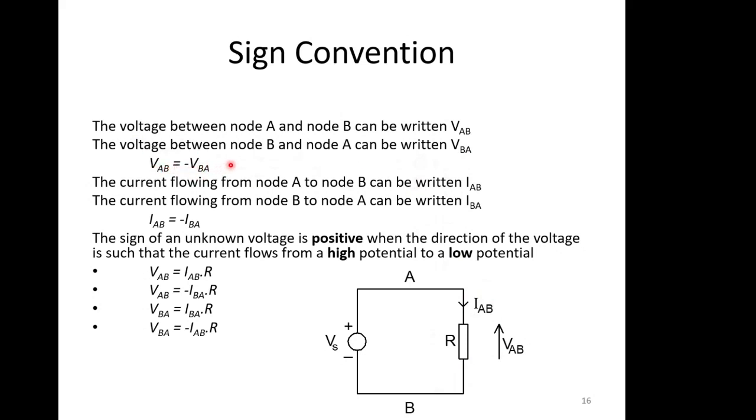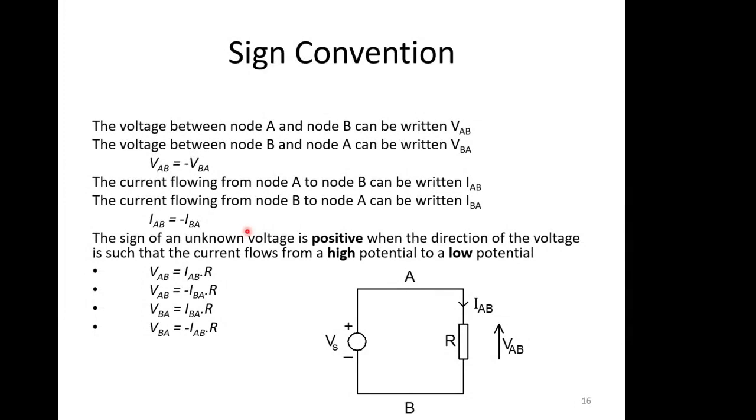It's just a question of conventions and directions being defined. You can define either direction as your positive. It doesn't matter as long as you're consistent. The answers will always come out the same if you're consistent. Current flowing from node A to node B can be written IAB. So the current is flowing from A to B, IAB, and the positive direction is A to B in this case. We could define current flowing from B to A as being positive if we want to, in which case IAB equals minus IBA.